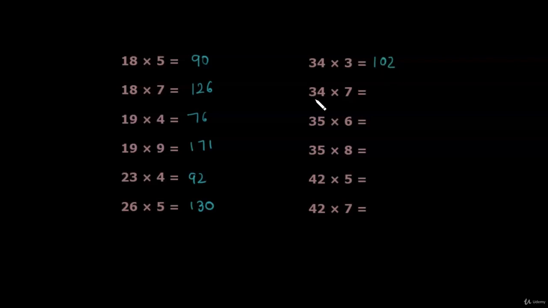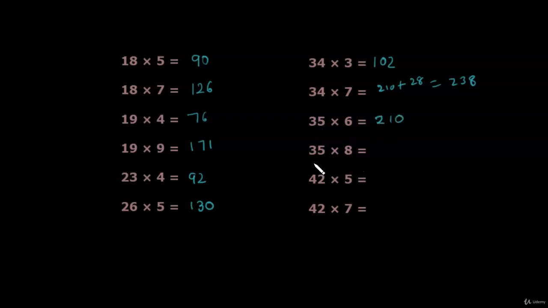So 7 times 30 is 210. 210 plus 7 times 4 is 28. So the answer becomes 238. 6 times 30 is 180. So 180 in brain and 6 times 5 is 30. So 180 plus 30. We can split this 30 to 20 plus 10, giving 210.